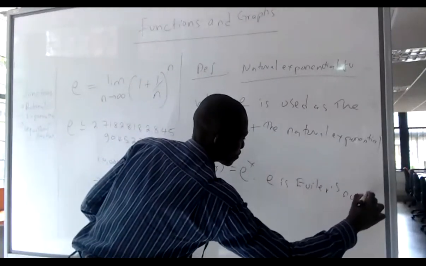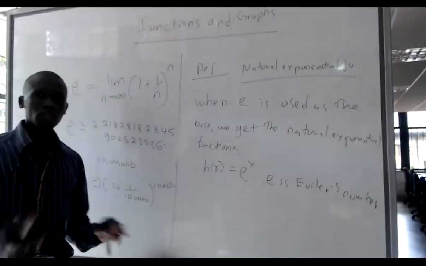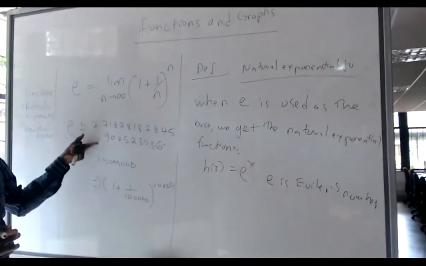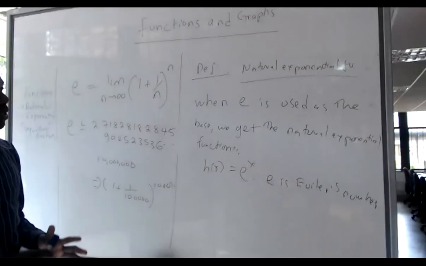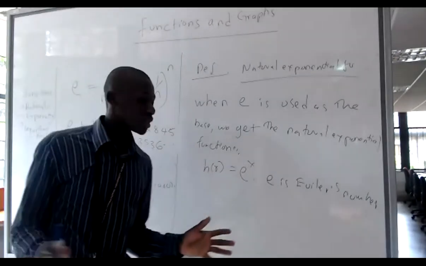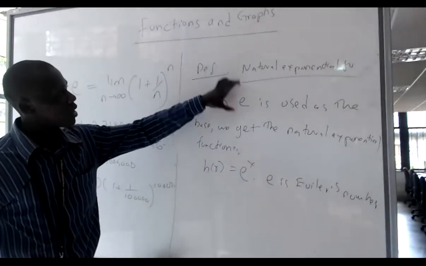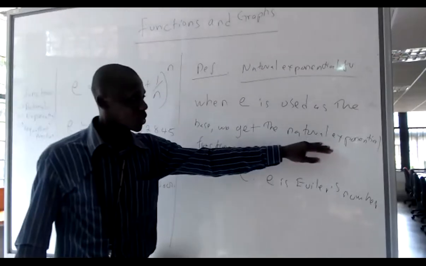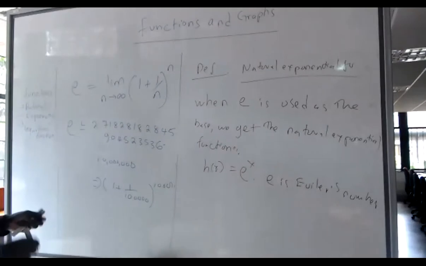Euler's number. It's an irrational number. e is irrational, so there's no exact representation for e. We can only approximate it to some decimal places or as much as we want, just like pi, it's an irrational number. So when you use this Euler number as the base for your exponential function, then you get the natural exponential function. Some books just call it the exponential function.